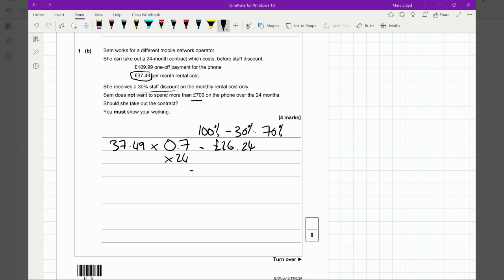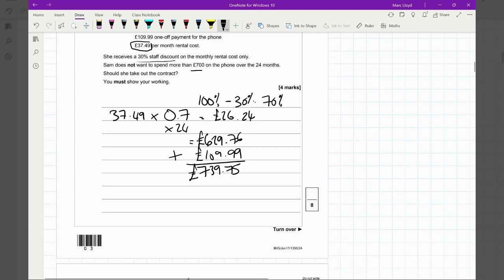So we're going to multiply that now by 24, 26.24 times by 24. And it's already now £629.76. That's just the rental cost. We've also included the discount. So finally, we need to include the one-off payment. Add that on the calculator. No risks. Do everything on the calculator. £739.75. So that's going to be more than 700. So she should not take out the contract.